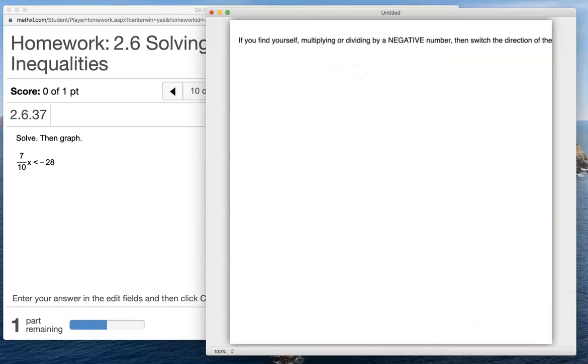Let's say 7/10 x is less than negative 28. How would you solve this if there was an equals? Well, if you have a fraction, you multiply both sides by the reciprocal. Now, are we multiplying or dividing by a negative number? No, we're multiplying by a positive number, so leave the direction of the arrow the way it is. This cancels. X is less than. 7 goes into 28 four times, negative 4 times. Negative 4 times 10 is negative 40.